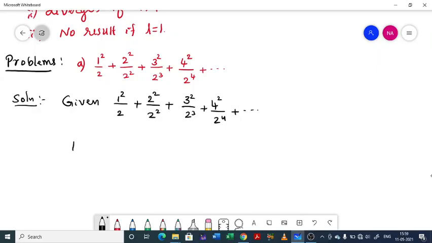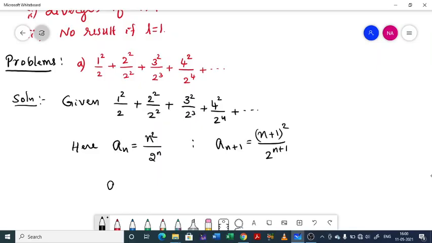Here, if we look at the series, 1 square plus 2 square plus 3 square plus 4 square and so on, the numerator of the general term is n square. The denominator 2 you can consider as 2 power 1, then 2 power 2, 2 power 3, 2 power 4, so 2 power n. So the general term is an equal to n square by 2 power n. From this we need to compute an plus 1. Obviously an plus 1 will be n plus 1 whole square divided by 2 power n plus 1.